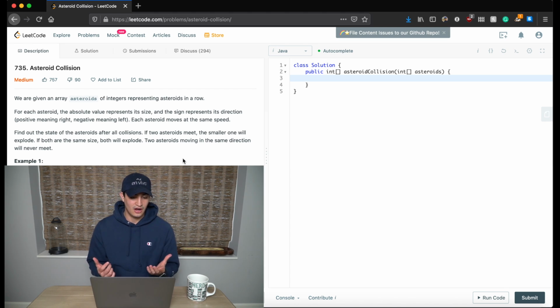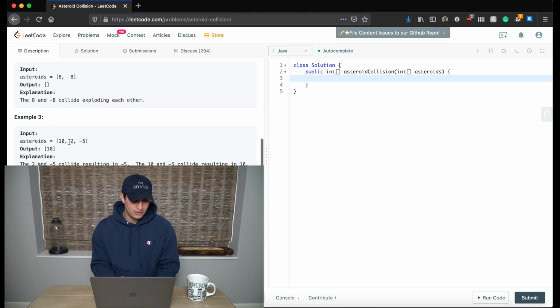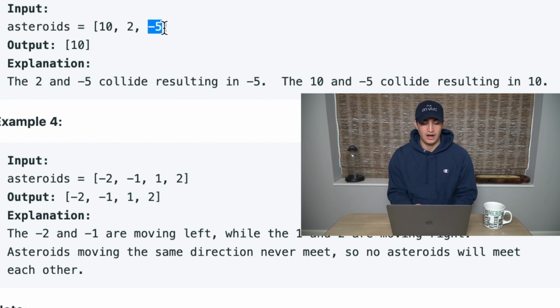So what we really want to realize is that we care about asteroids that are going in opposite directions, and then on top of that, we need to be able to keep track of what asteroids will collide, and in what order. Here, like in example 3, this is an interesting case where we had -5, and it first collided with a 2, and it destroyed the 2, and then it collided with a 10, and it got destroyed by the 10. So we first need to figure out how we can keep track of what asteroids are going to collide in what order, and that's really the key to this problem.